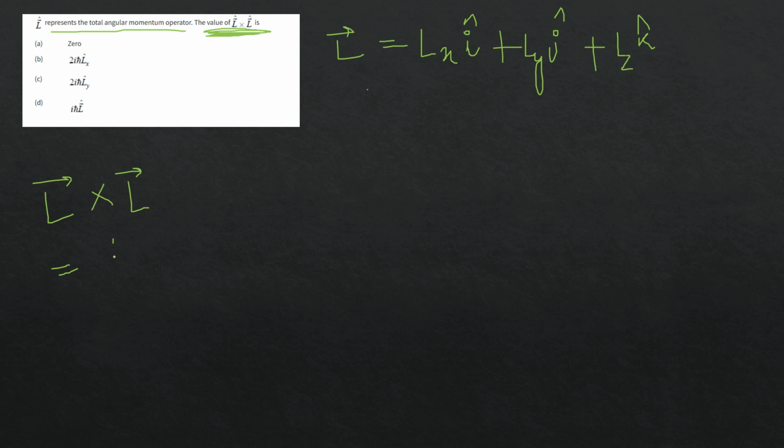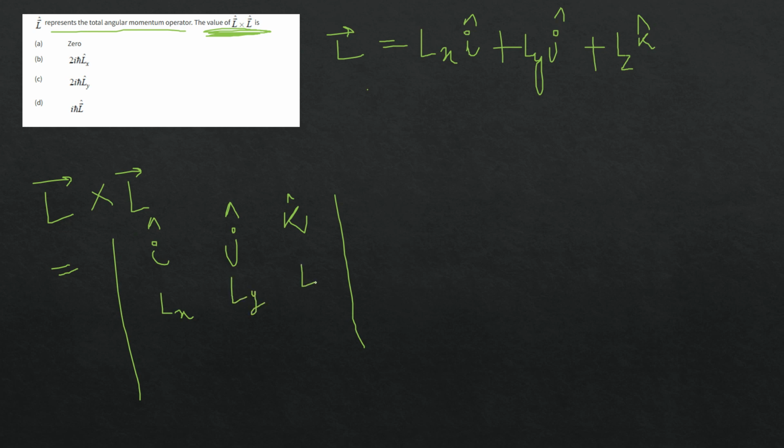So we can write it in a matrix form, as in determinant form. So this will be your i cap, this will be your j cap, this will be your k cap. Okay, this will be your Lx, this will be your Ly, this will be your Lz. Okay, this will be your Lx, Ly, Lz.